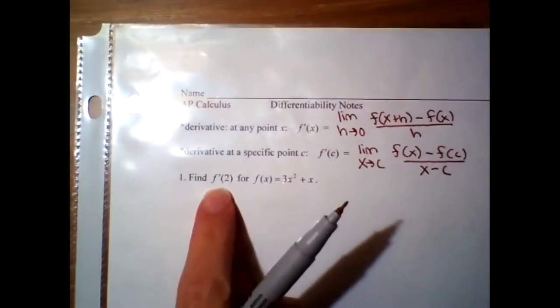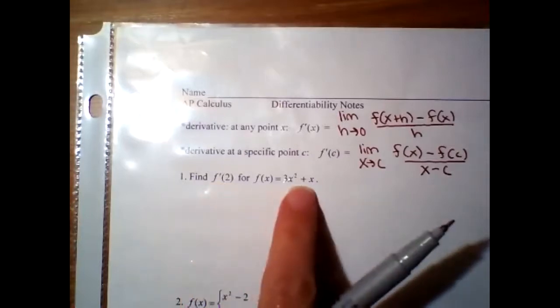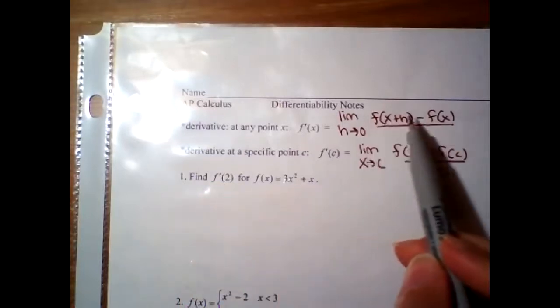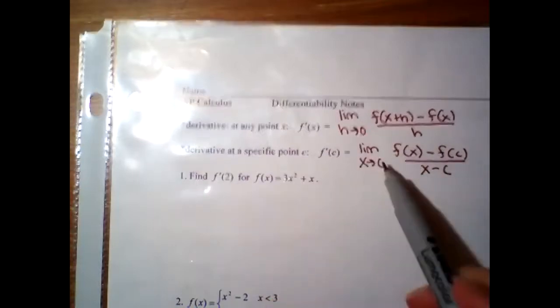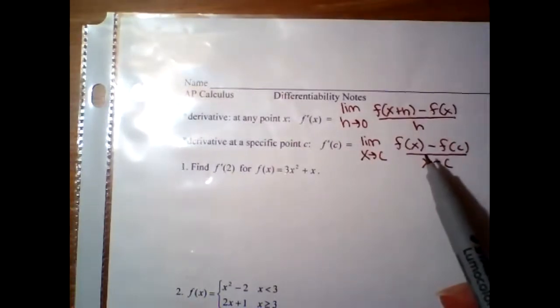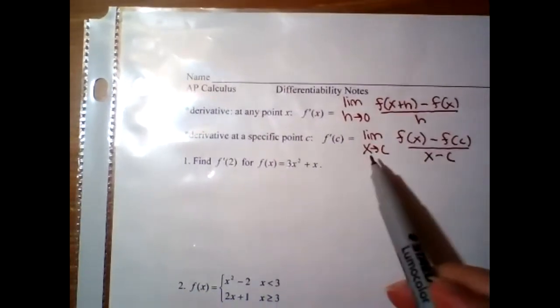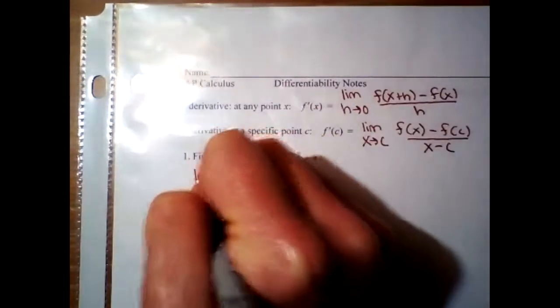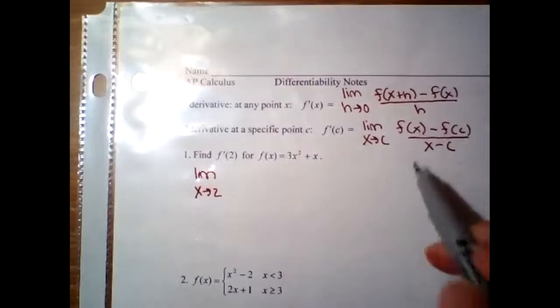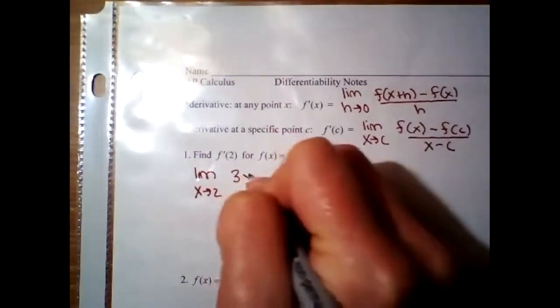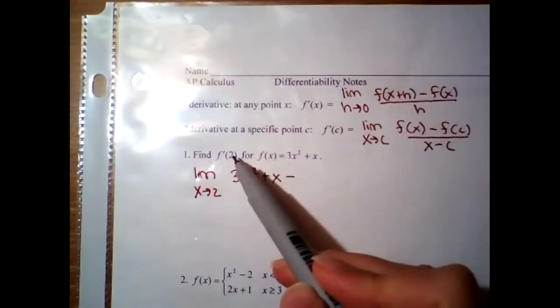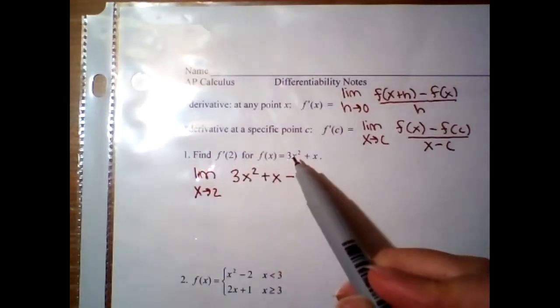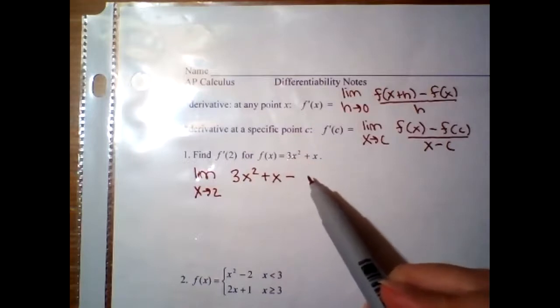So for number 1, it says find f prime of 2 for this function. If you wanted to do it the longer way, you would have to get f prime and then plug in 2. But if we use this formula, we can just jump straight to the answer. So if we want to find f prime of 2, it will be the limit as x goes to 2 of the function. I'm just going to copy the function down, minus f of c, but for this problem that would be f of 2. So I'm going to plug 2 in for x, and whatever I get is what goes right here.